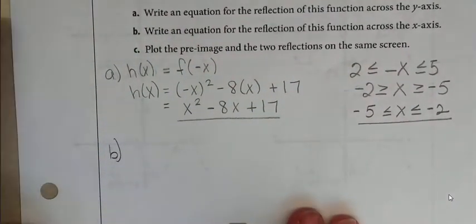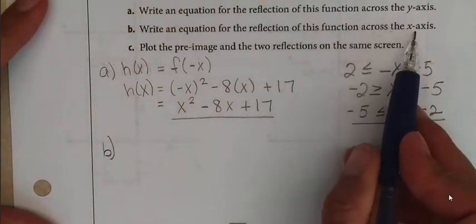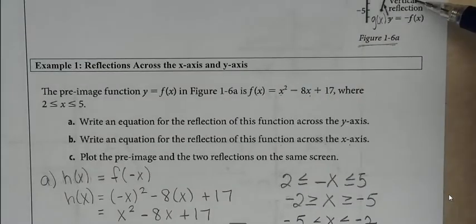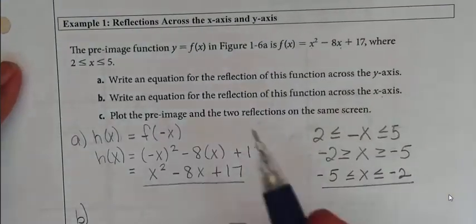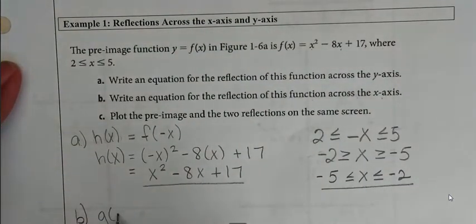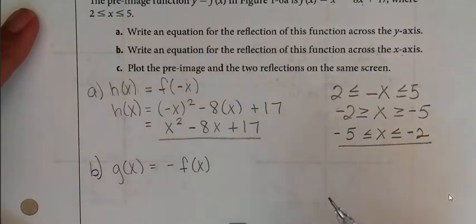All right, so for b now, we're going to write an equation for the reflection of this function across the x-axis. Okay, so that's that vertical reflection that we have up here. And that's basically where we take the opposite of all of our outputs. So we'll call that one g of x because that's what we had up there. It's going to be the opposite of all of our outputs, right? F of x is another way of writing y, which is all of our outputs.